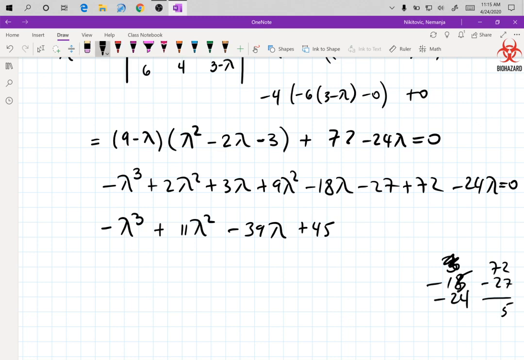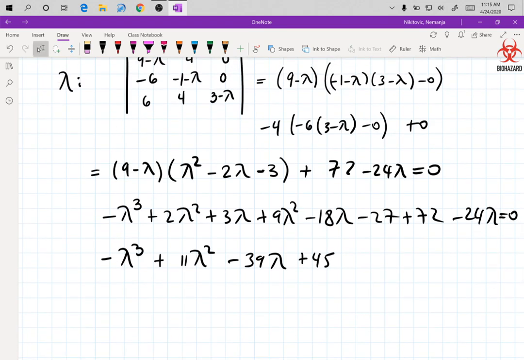But they don't factor. This should factor somehow. Let's see, 9 minus lambda... you know what? I'm done with this algebra. I'm just going to use software to simplify. This is too much.